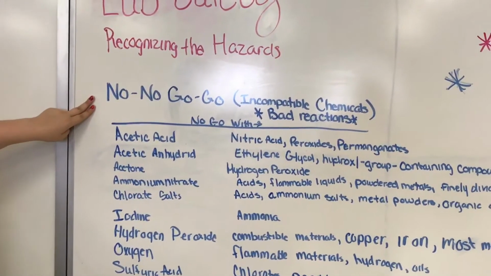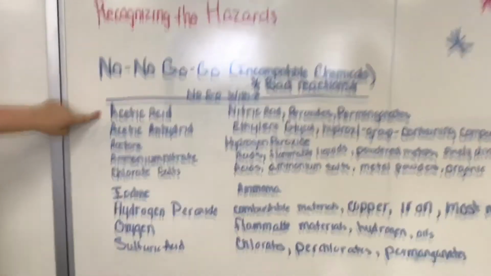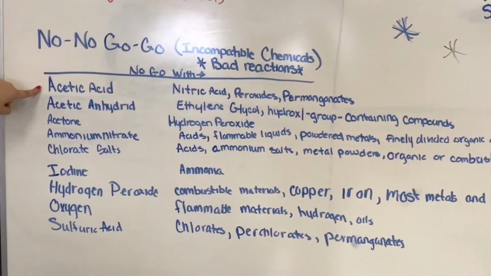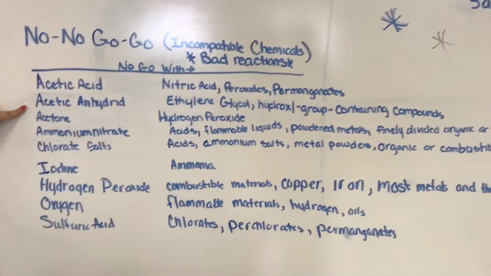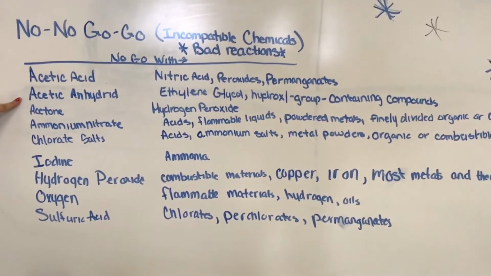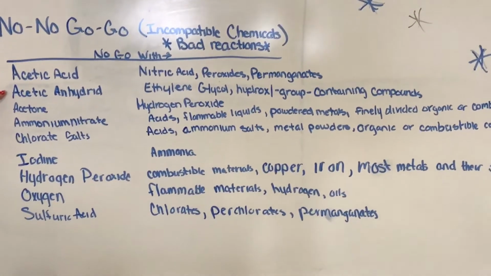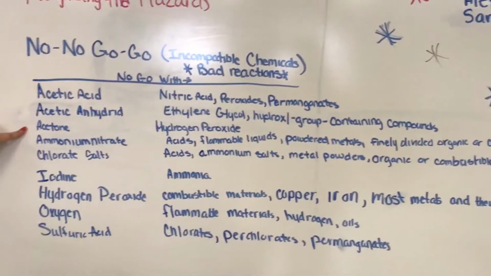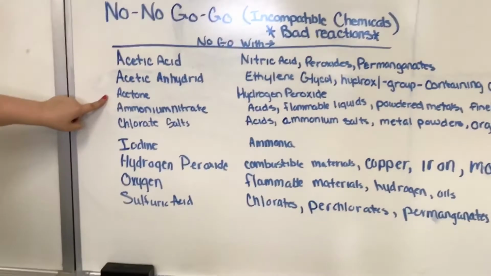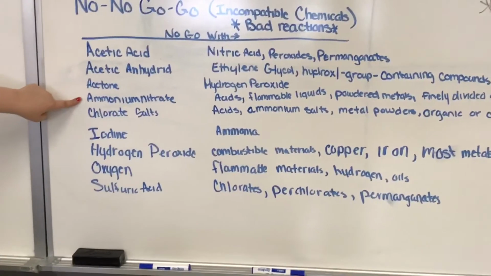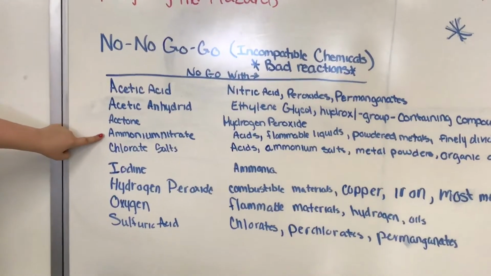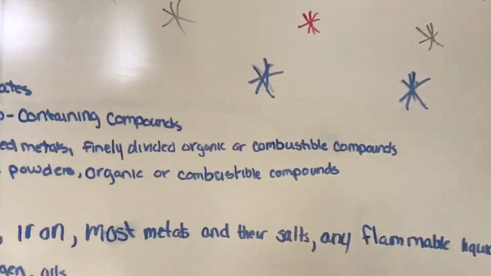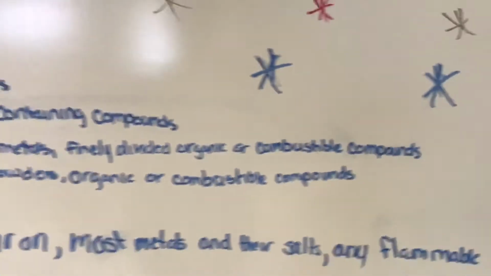For example, acetic acid is not compatible with nitric acid, peroxides, and permanganates. Acetic anhydride is not compatible with ethylene glycol or hydroxyl group containing compounds. Acetone is not compatible with hydrogen peroxide. Ammonium nitrate is not compatible with acids, flammable liquids, powdered metals, and finely divided organic or combustible compounds.